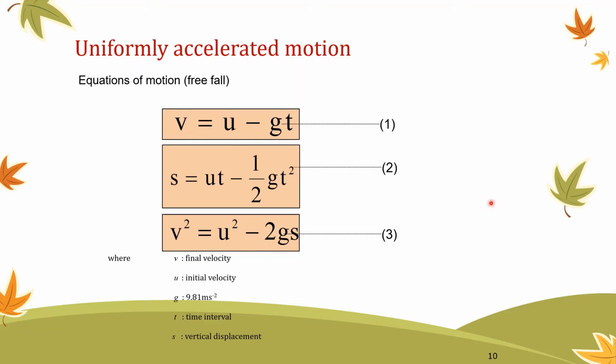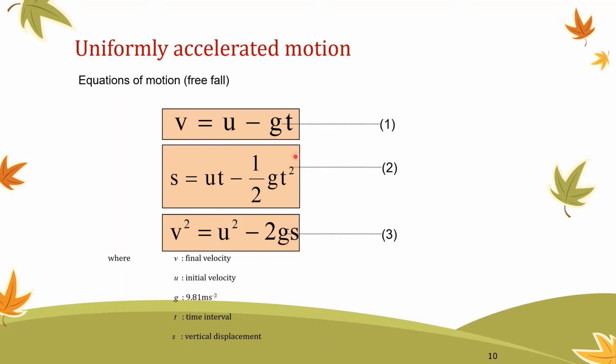Next, we will focus on equation of motion for freefall. So for freefall, we also have three important equations. You do not need to remember these equations because they will be given in the exam. So we have v equal to u minus gt, s equal to ut minus half gt squared, v squared equal to u squared minus 2gs.